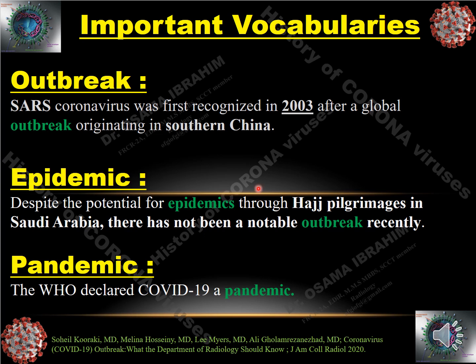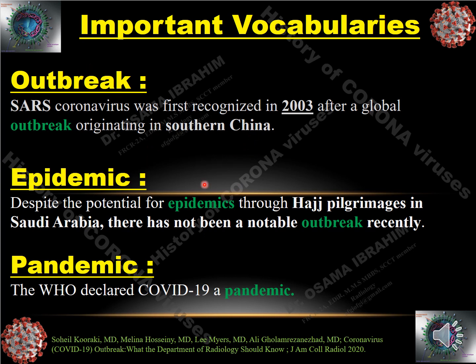At the end, I want to just summarize some important vocabulary related to the disease. Outbreak means spread of infection in a small area, like SARS coronavirus was first recognized in 2003 after a global outbreak originating in southern China, a small area of the country.